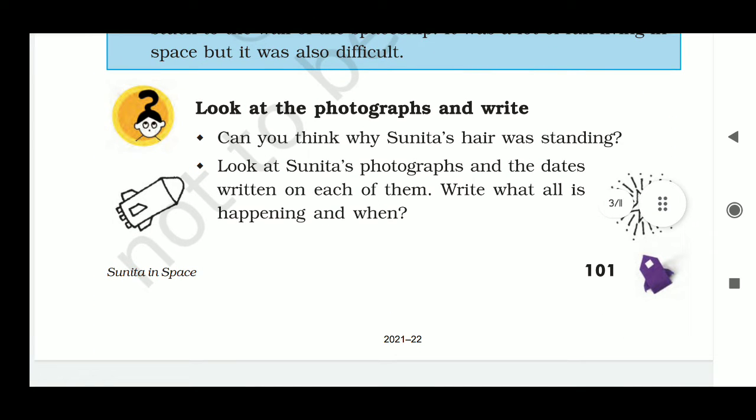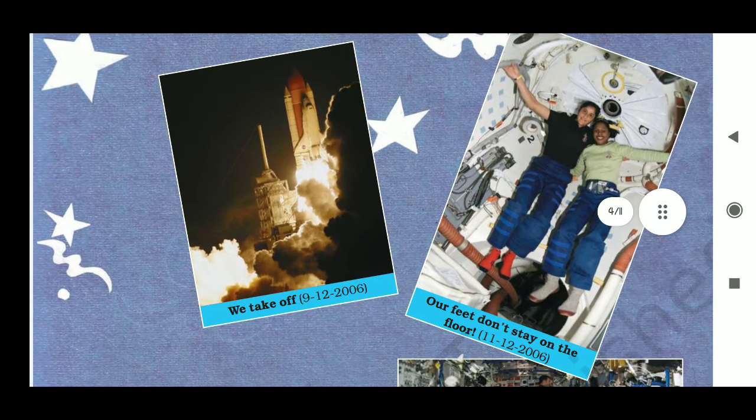Look at the photographs and write. Can you think why Sunita's hair was standing? In space, because of zero gravity, it was not attracted towards the center of the earth. It is not similar to the gravitational force of the earth. In space, since there is no gravity, everything was floating, including her hair. Look at Sunita's photographs and the dates written on each of them. Write what is happening and when. You have to look at the pictures in order to explain the experience she had.